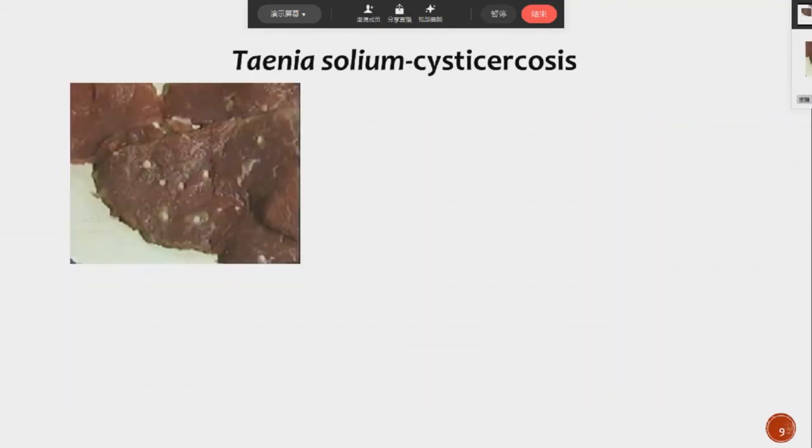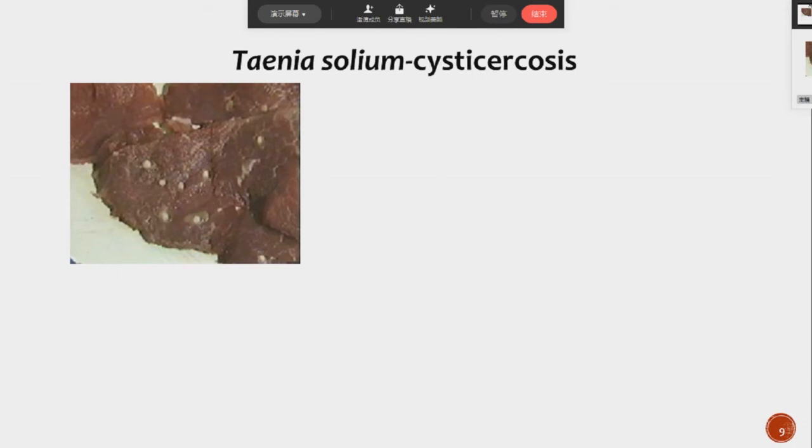Yeah? The next one, Taenia solium. The common name, we call it pork tapeworm. So with Taenia solium, the adult can parasitize in the human, and the larvae can also parasitize in the human. But the larvae cause a disease that we call cysticercosis.